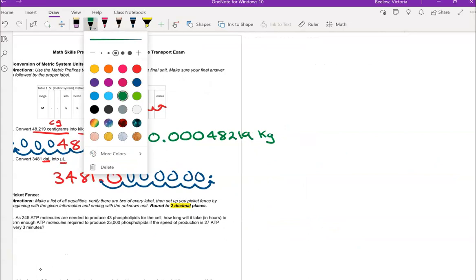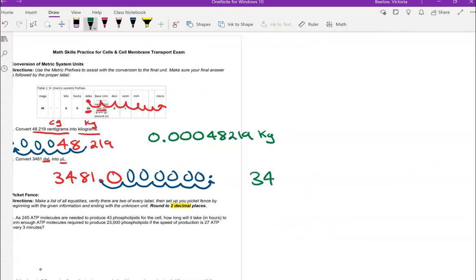So my final answer would be a very big number. Let me count, make sure I have all my zeros. 1, 2, 3, 4, 5, 6, 7. I'm going to put commas in there just because it's a really, really big number. It's over 34 billion. And then micro, that's the unit for micro. It's this little backwards Y thing, liters. And that would be my final answer.